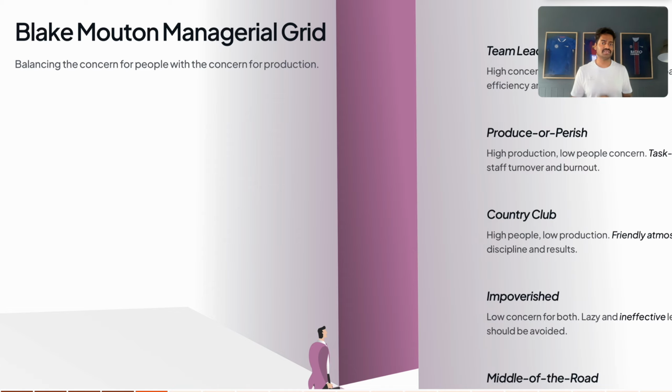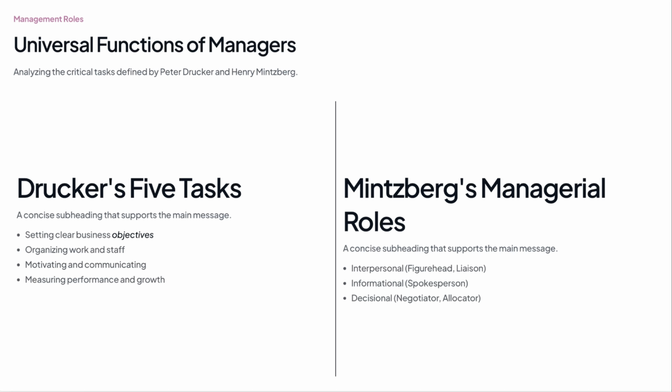In exams, if a case study shows a manager ignoring staff well-being to meet targets, you can label them produce or perish, and explain the risks.